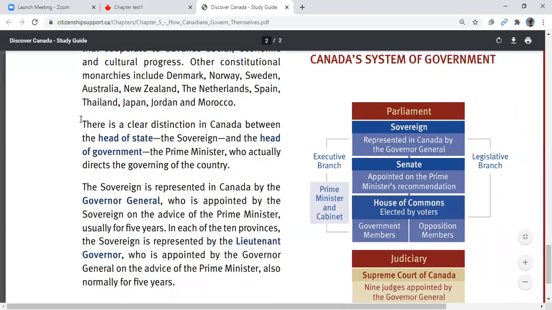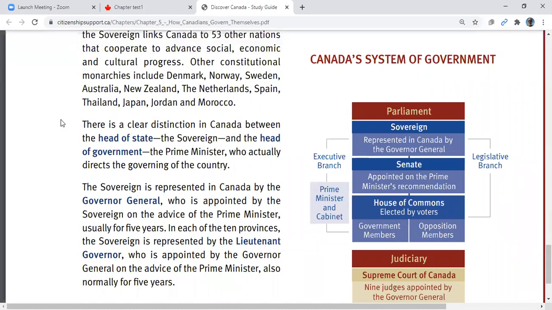there is a clear distinction? Could you read that? Okay. There is a clear distinction in Canada between the head of state, the sovereign, and the head of government, the prime minister, who actually directs the governing of the country. Yeah, very good, very good.